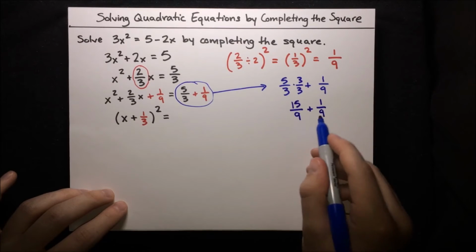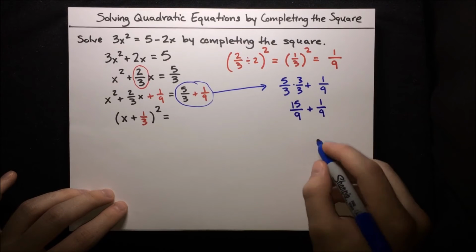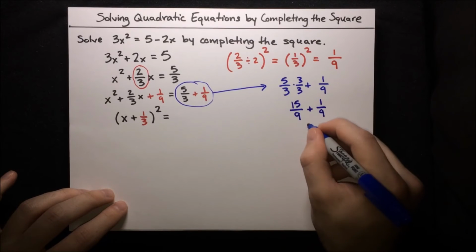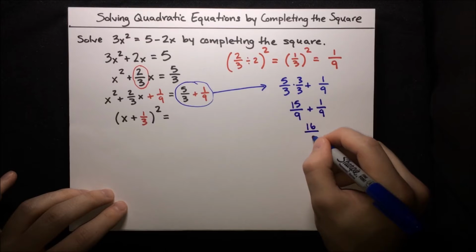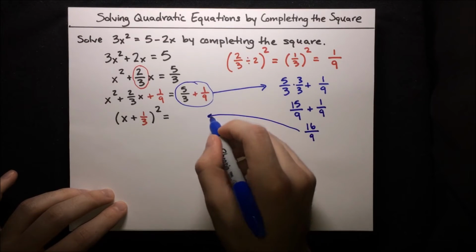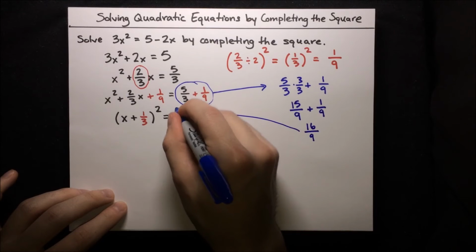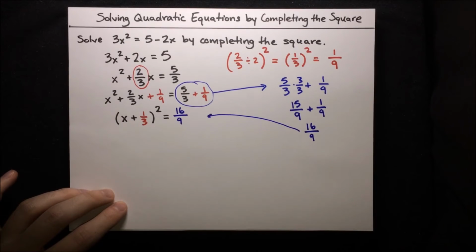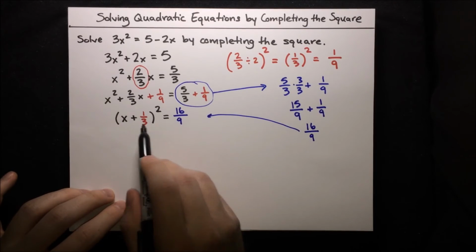And okay, that's nice. Now we have the same denominator. We can just add straight across. So 15 plus 1 is 16, and then that's over 9. So 16/9 is what we can then stick back in for the right-hand side here. That'll be 16/9. Great, now let's continue with solving for x here.